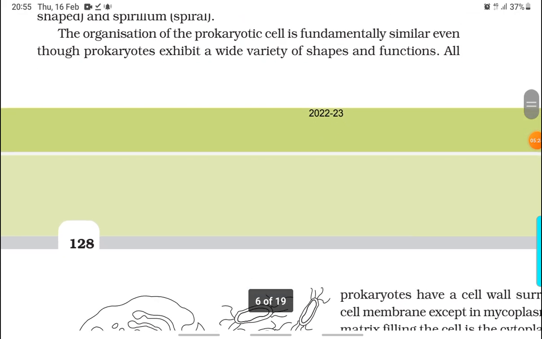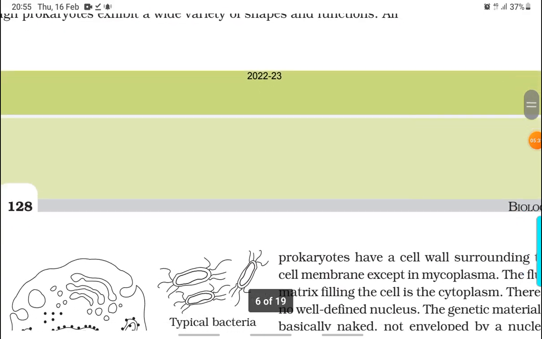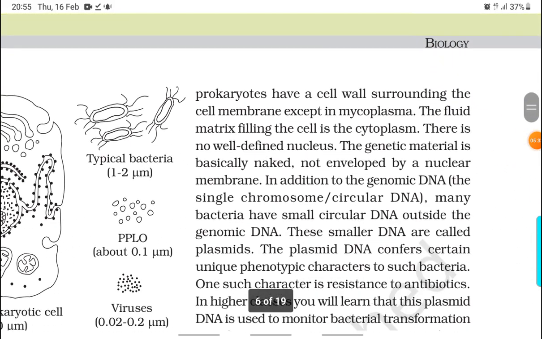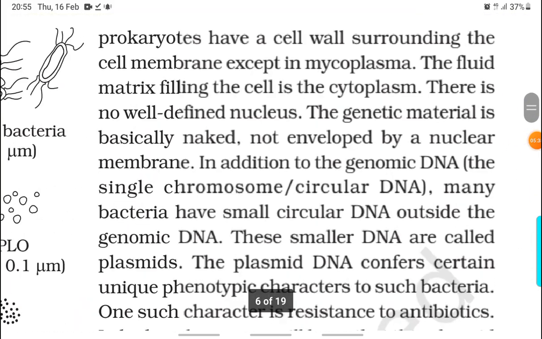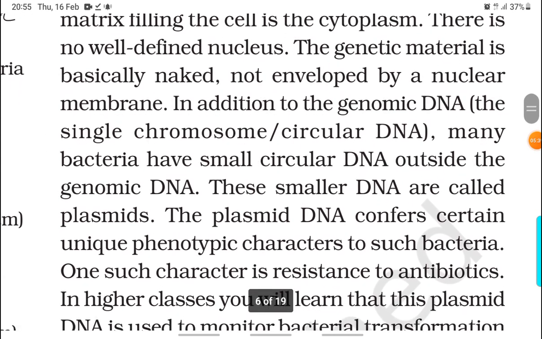The organization of prokaryotic cell is fundamentally similar, even though prokaryotes exhibit a wide variety of shapes and functions. All prokaryotes have a cell wall surrounding the cell membrane, except in mycoplasma. The fluid matrix filling the cell is the cytoplasm. There is no well-defined nucleus. The genetic material is basically naked, not enveloped by a nuclear membrane.